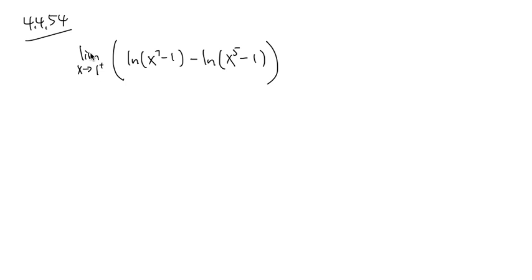Number 54, we have the limit when x is approaching 1 plus of ln of x to the 7 minus 1 minus ln of x to the 5 minus 1. Imagine if you plug in 1 plus into all the x here. 1 plus to the 7th power is like 1 plus. 1 plus minus 1 is 0 plus. ln of 0 plus is like negative infinity.